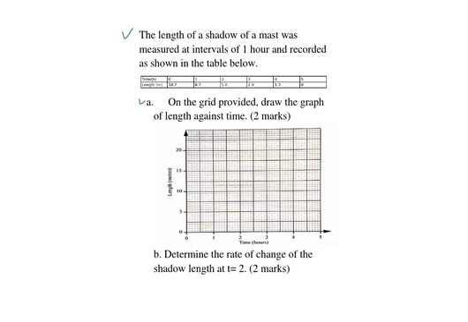So we can see that on our graph here, one small box represents 0.5 meters, that is on the y-axis, and on the x-axis we have 10 small boxes to represent 1 hour. So we are told to determine the rate of change of the shadow length at t equals 2. First we have to draw a graph of length against time, and when time is 0 the length is 18.7.